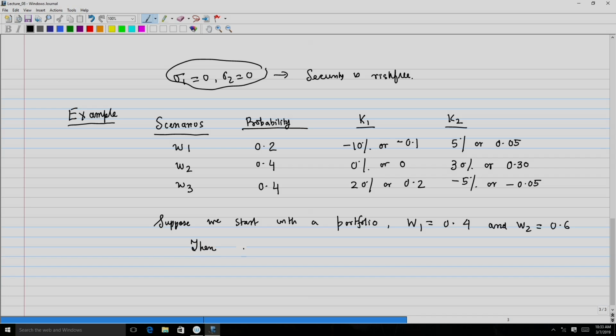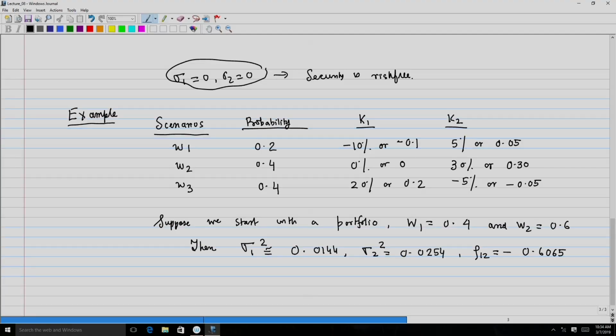Then you can compute the variance of returns of the first asset using the basic definition of variance, and this is approximately 0.0144, and for the second asset this is 0.0254, and the correlation between them, rho 1 2, is minus 0.6065. So, they are negatively correlated.